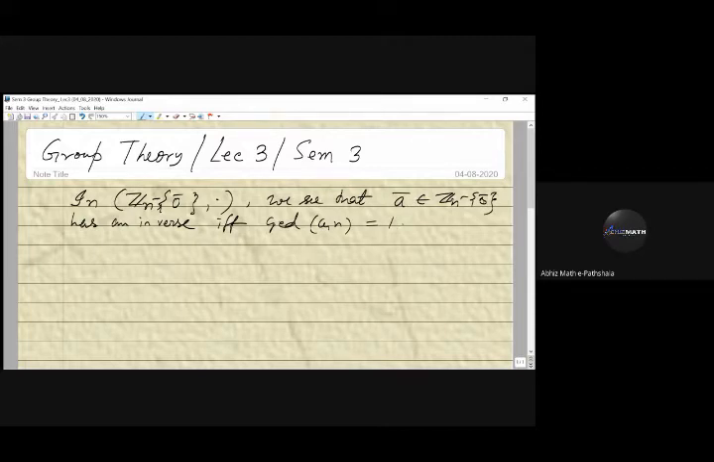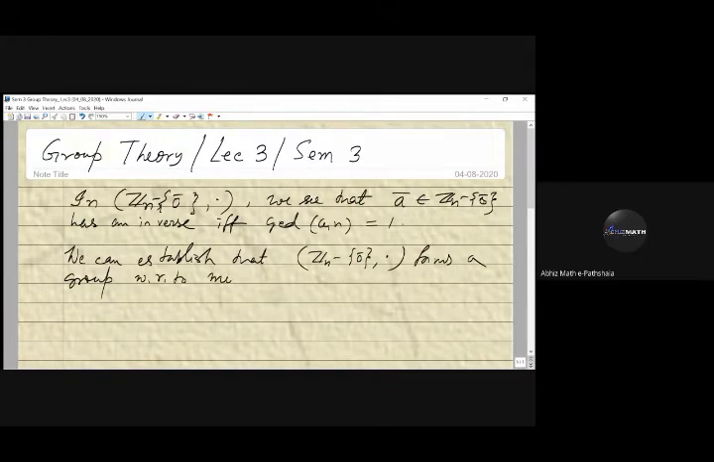And from this result, we can establish that Zn minus 0 class dot forms a group with respect to multiplication modulo n if and only if n is a prime, right?